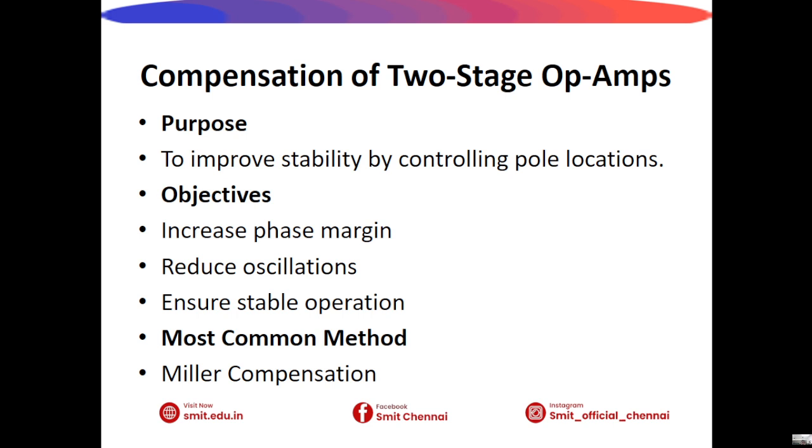Next, we see about the compensation of two-stage operational amplifiers. The primary purpose of compensation is to improve stability. Compensation achieves this by shifting pole locations and increasing phase margin. A properly compensated amplifier produces stable output without oscillations. Among all compensation techniques, Miller compensation is the most widely used because of its simplicity and effectiveness.